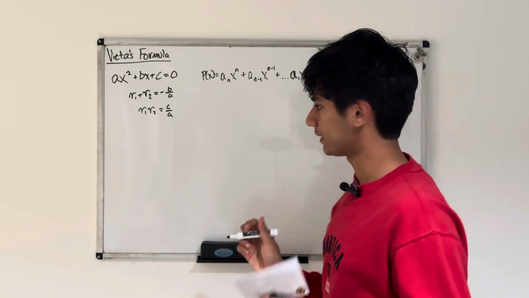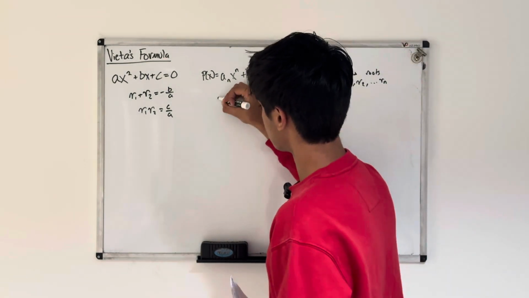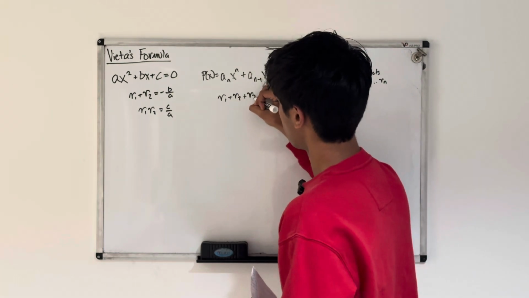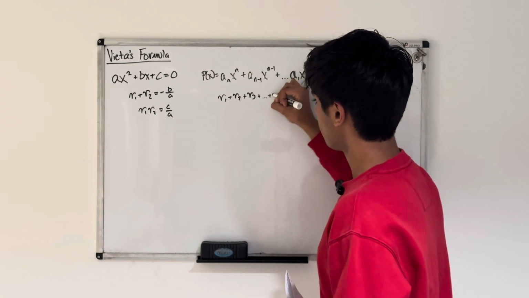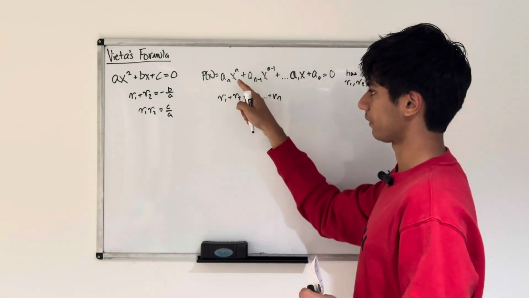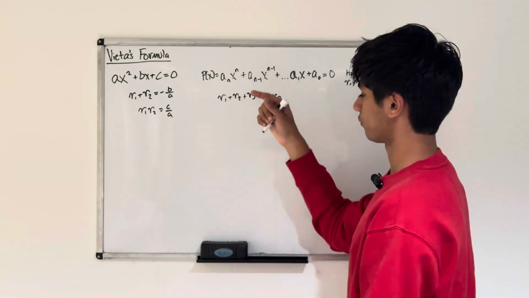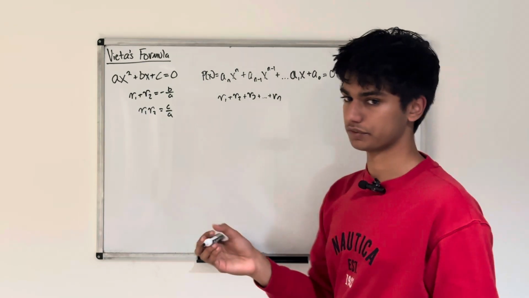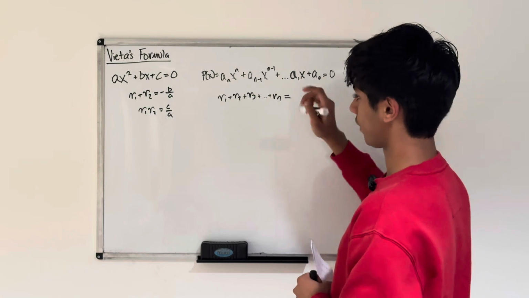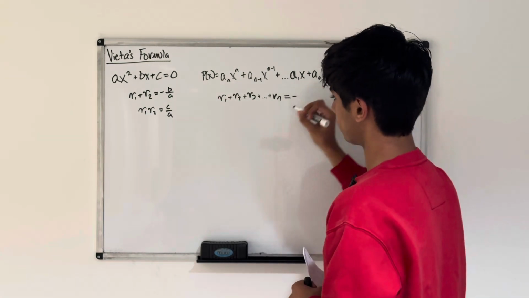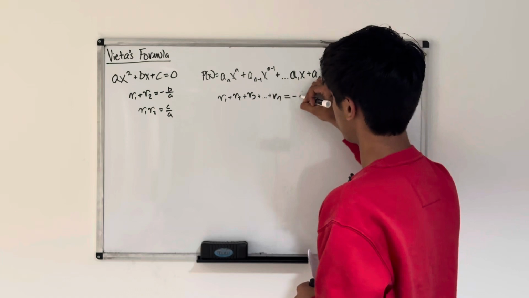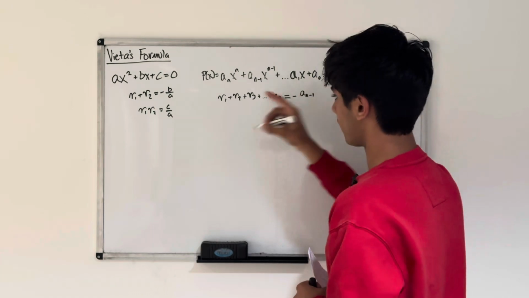So Vieta's formula states that, first of all, the sum of all these roots, root 1, root 2, root 3, all the way to root n, right? And the reason why we have n roots is because we have an n degree polynomial. X to the power of n is the highest power, and therefore we're going to have n roots based on the fundamental theorem of algebra. And so by Vieta's formula, this equals negative a_(n-1), so the second coefficient, divided by a_n.